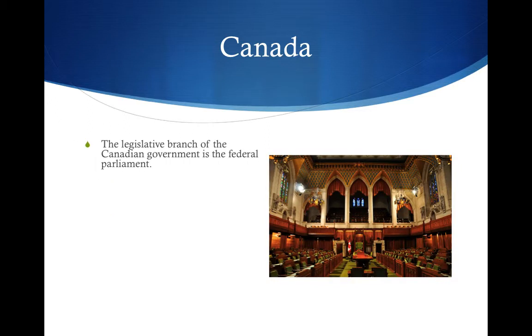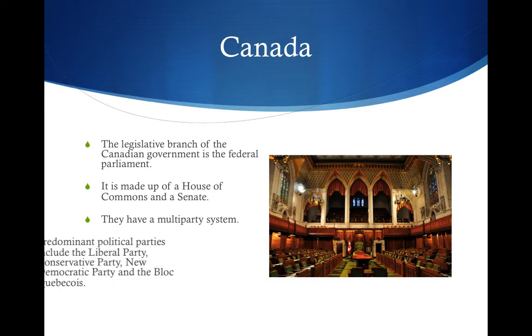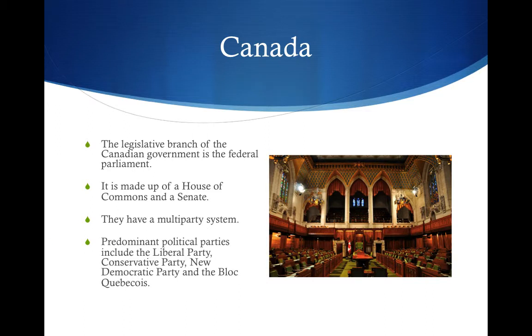The legislative branch of the Canadian government is the federal parliament. It is made up of a House of Commons and a Senate. And they have a multi-party system. Important political parties in Canada include the Liberal Party, Conservative Party, New Democratic Party, and the Bloc Québécois.